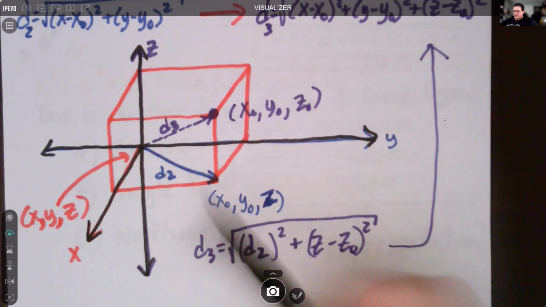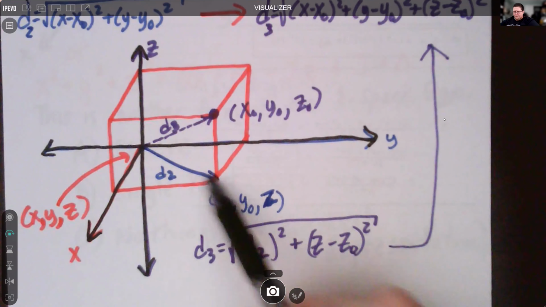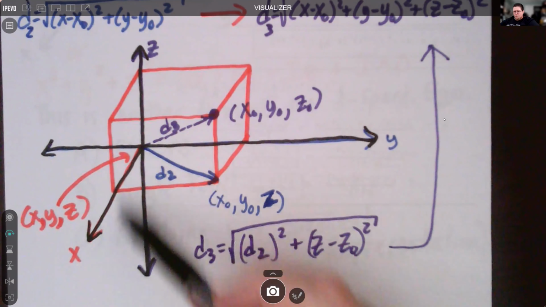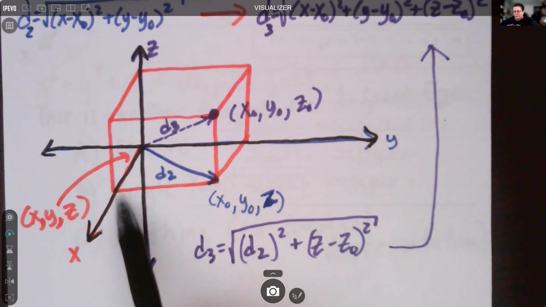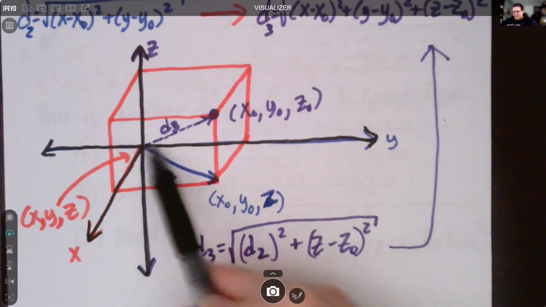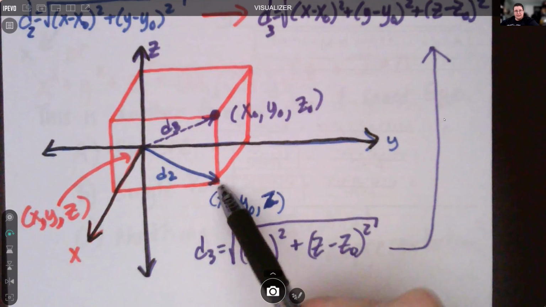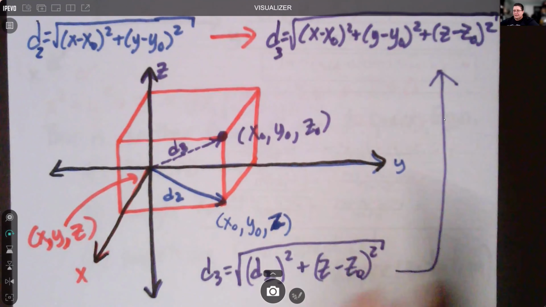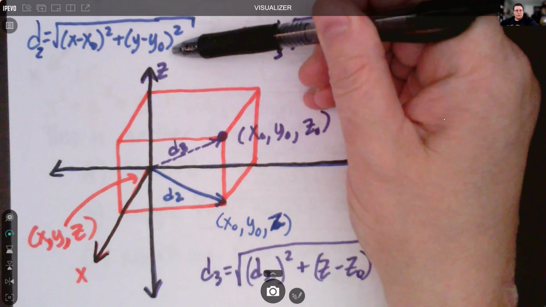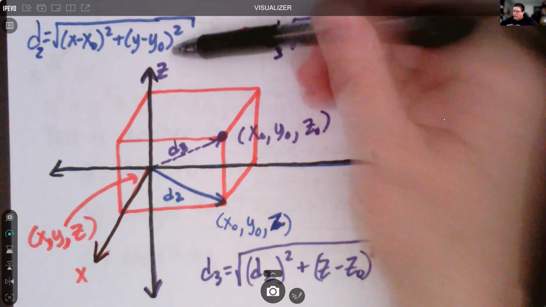But the first thing we can do is look at this triangle right here, where this is going from x to x naught and this is going from y to y naught. D2 is that formula I just gave. X minus x naught squared plus y minus y naught squared. We take the square root of it.